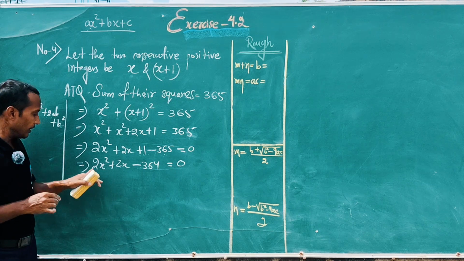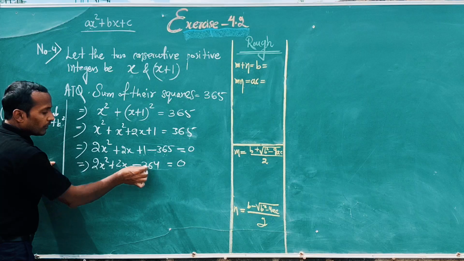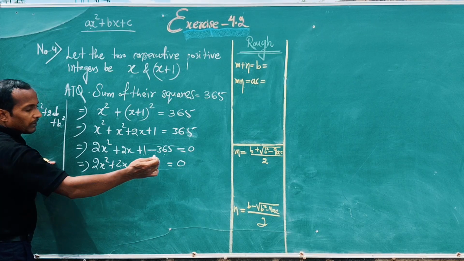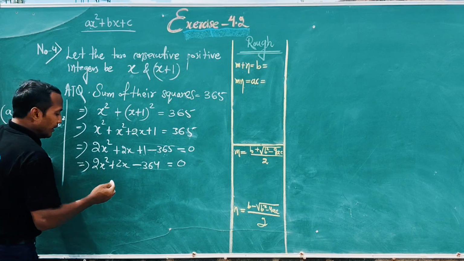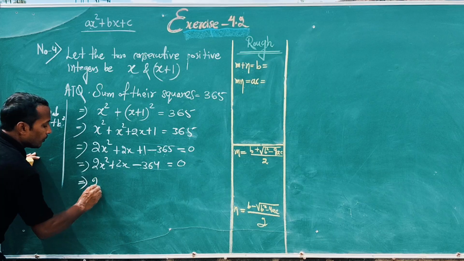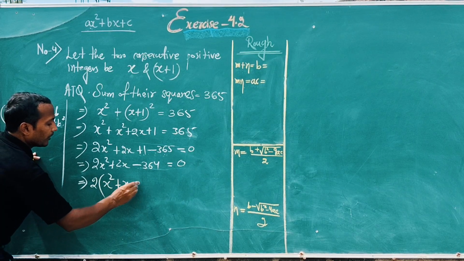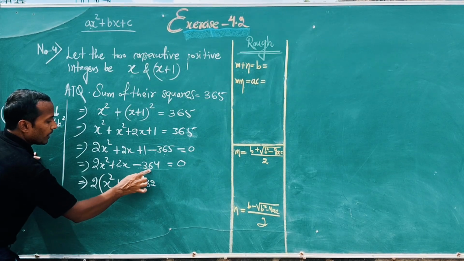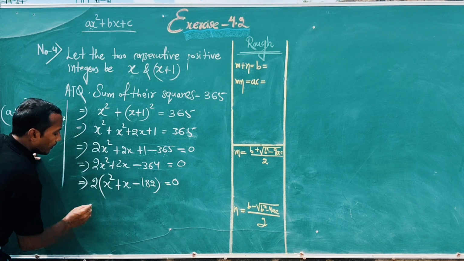But here you can see we have 2x square plus 2x minus 364, and it is clear that 2 is a common factor of all these three terms. So if you take 2 common, the equation will become a little simpler, a little reduced. That's quite better for us. So I'm taking 2 common from all these terms. I will be left with x square plus x minus 182. 2 1s are 2, 1 left, 1 and 6 16, 2 8s are 16, 2 2s are 4, equals 0.